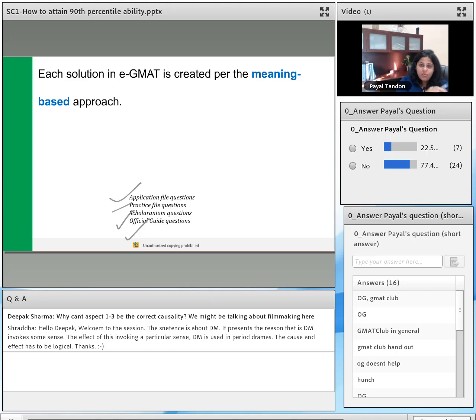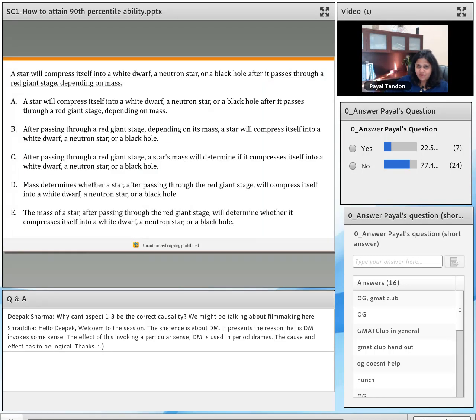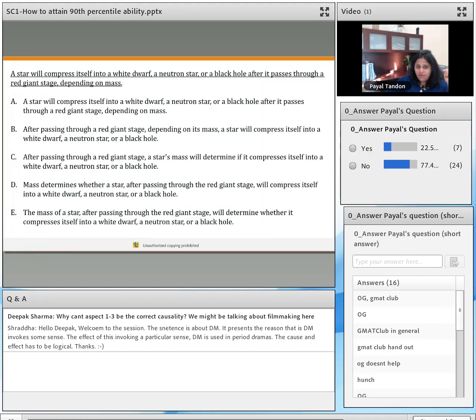Whatever be the destination of the question, each and every question in the e-GMAT platform has this level of detail of solution, which means that we give you step one, understand the meaning, step two, identify the error, step three, analyze the answer choices, okay? So you need to have this level of detailed solutions in order to learn the meaning-based approach. Okay, so let's solve the next question.